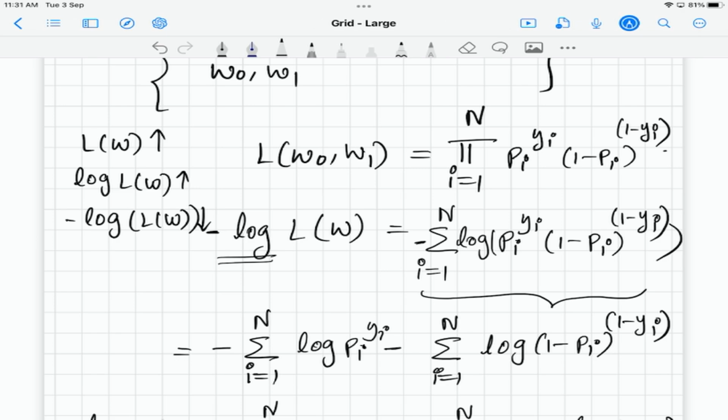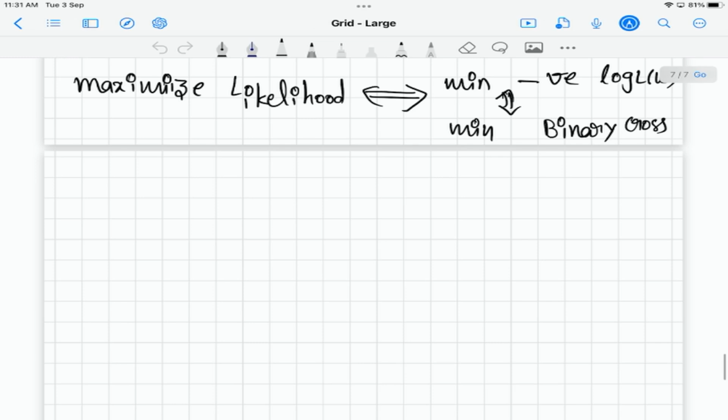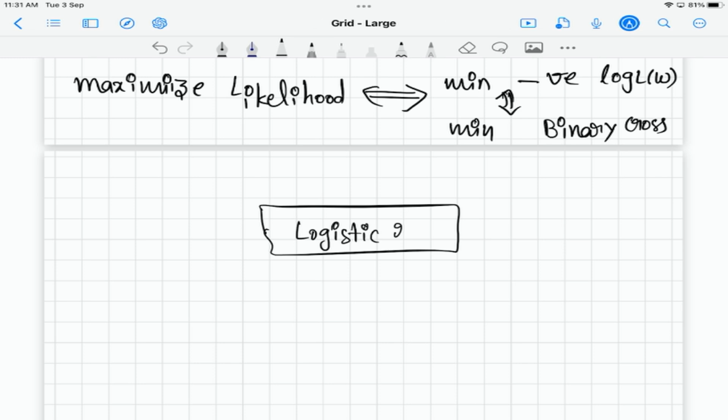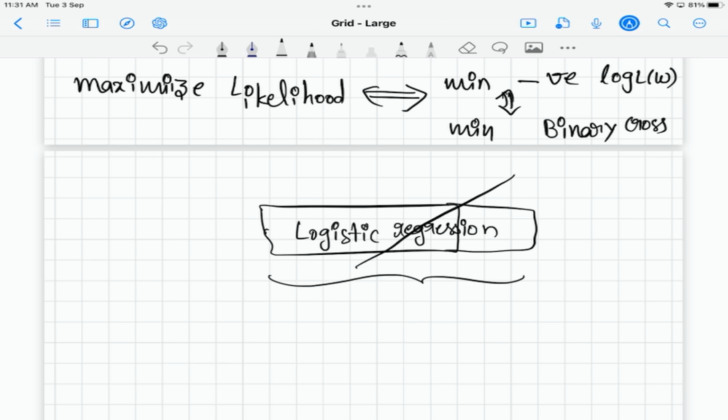So when you are training your logistic regression model, inside it you just have a linear layer plus a sigmoid, that's it. It is not too complex. It is a very simple linear model with a sigmoid. But you are training this model by minimizing binary cross entropy.